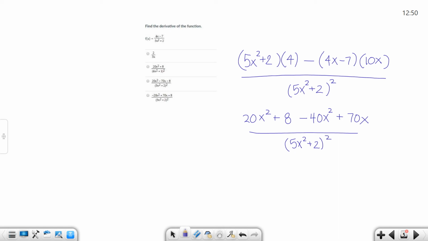Okay, when we clean it up, 20 minus 40 is a negative 20x squared plus 70x plus 8, over 5x squared plus 2, squared. Here's my answer.